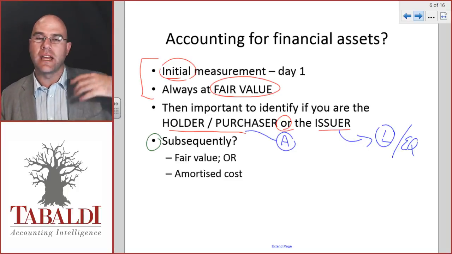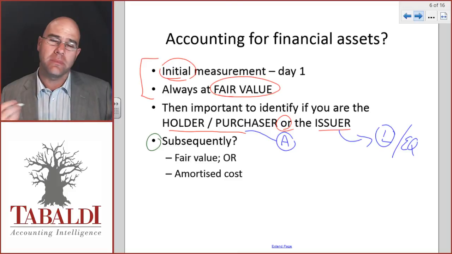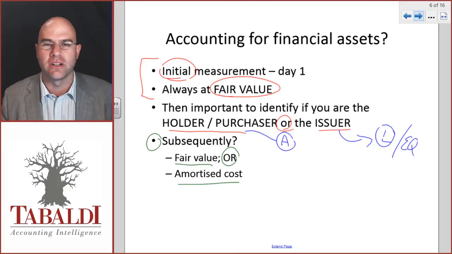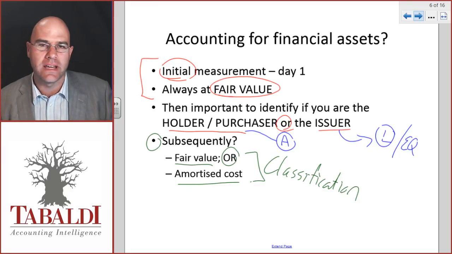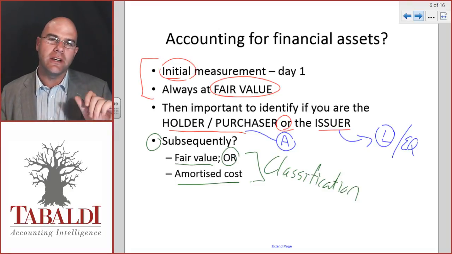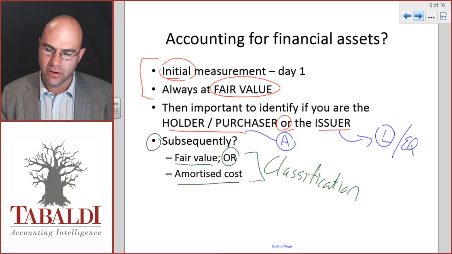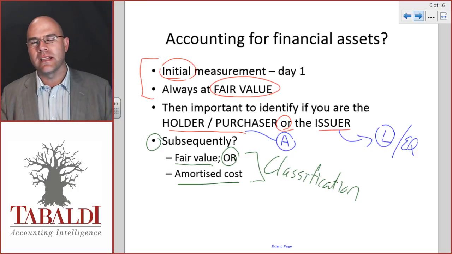After this, subsequent measurements. So after day 1, day 2, day 3, 1 year down the line, what do you do? Well, either you're going to be in one of two models, either the fair value model or the amortized cost model. And there we're going to talk about classification. There'll be slightly different types of financial assets and liabilities. Now, you don't have to worry in depth about that. That gets dealt with in second and third year and postgrad studies. It's quite complex. Okay, so that is underlying theory.